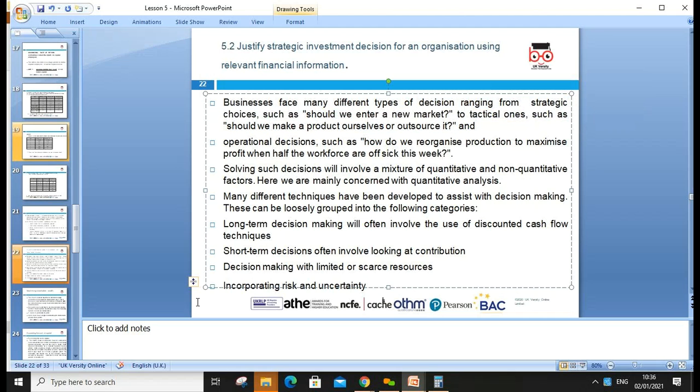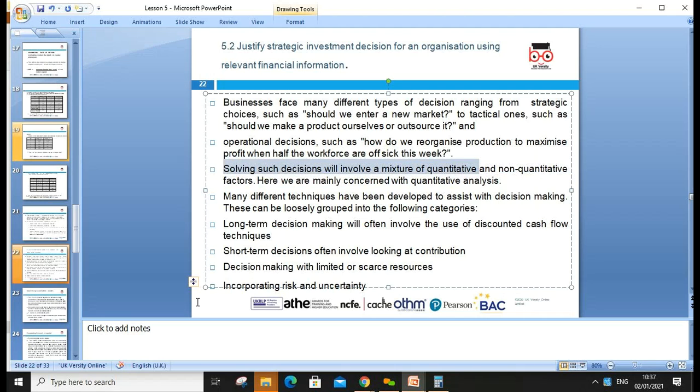You want to go into a new market, you want to invest in a new product. Operational decision means the day-to-day operation: marketing, HR. These are all our operations, and these overall operations make our organization's return. We are always looking at the performance of our organization.